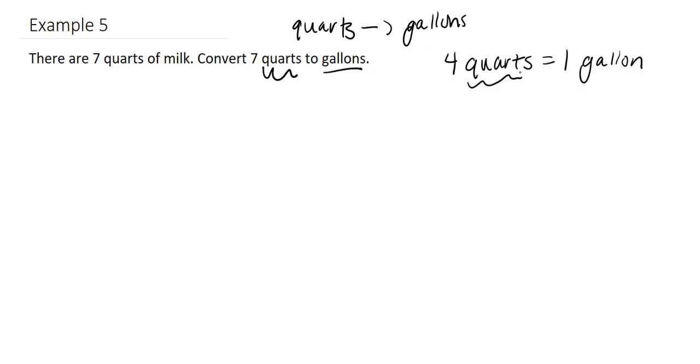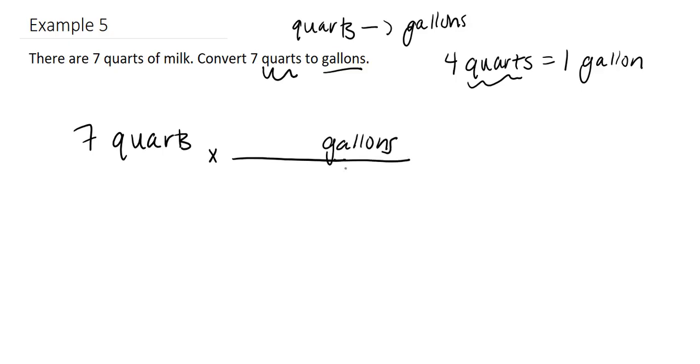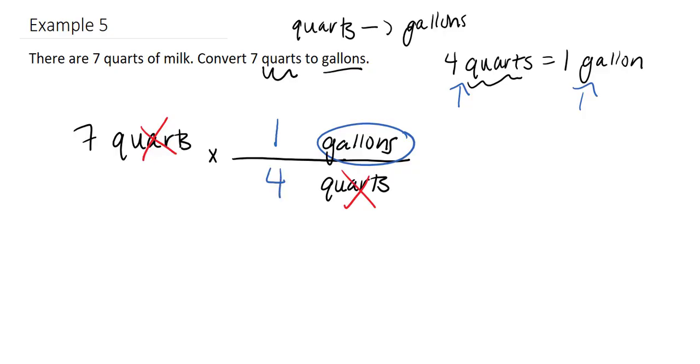So let's go ahead and set up our problem. We have 7 quarts, and then we need to get to gallons. So that means we want gallons on the top, and then we need to get rid of quarts, so we're going to put that on the bottom. That way we can get rid of quarts, and then we end up with our gallons. Now we know our relationship. So 4 quarts is equal to 1 gallon. So 1 gallon goes on the top, and then 4 quarts go on the bottom.